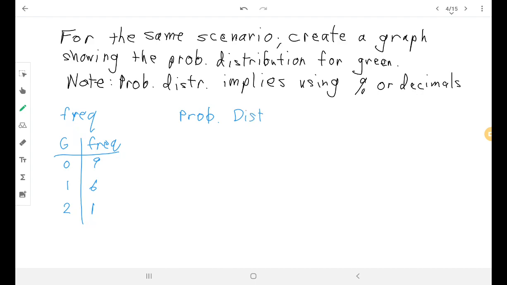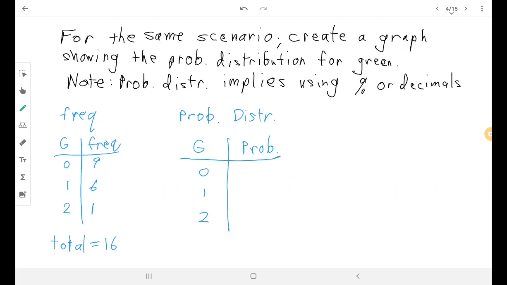So how would we make a probability distribution table instead? Okay, we're still going to have green, but now we're going to talk about the probability of getting green. And we want this in either percents or decimals. Let's do it in decimals because that's the way that Edgenuity does it. So we're going to need a calculator here, and we might want to remind ourselves that the total is 16 possibilities, right? So I'm going to take out my calculator, and the green side will be the same. Getting 0 greens, getting 1 green, getting 2 greens. Okay? And then I'm going to take each of those frequency numbers and divide them by 16.